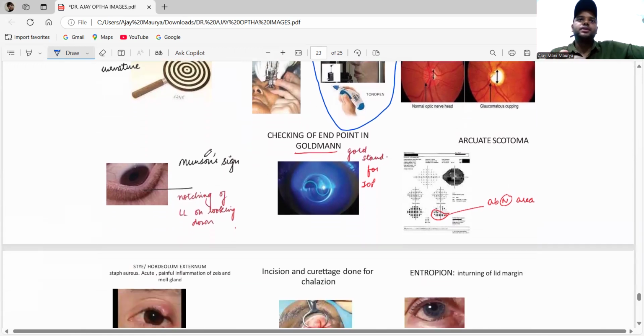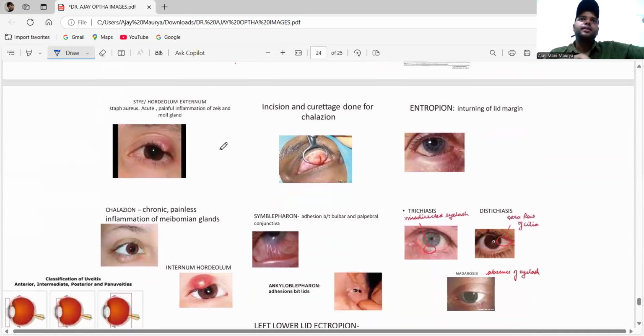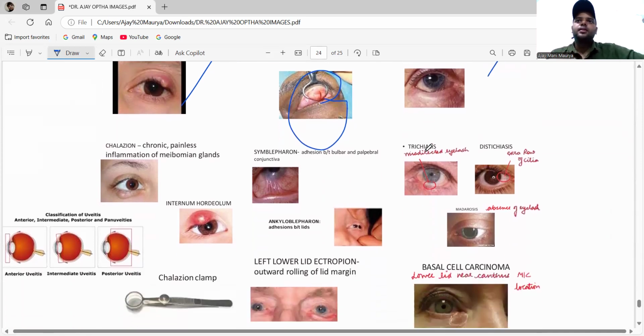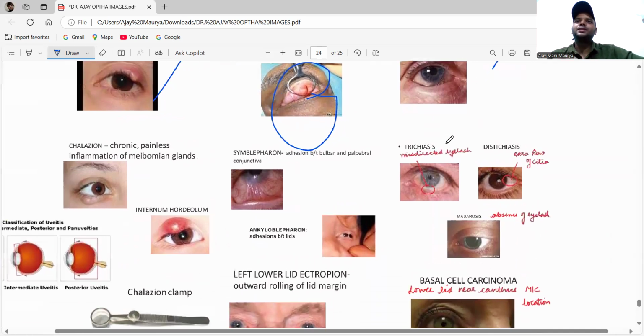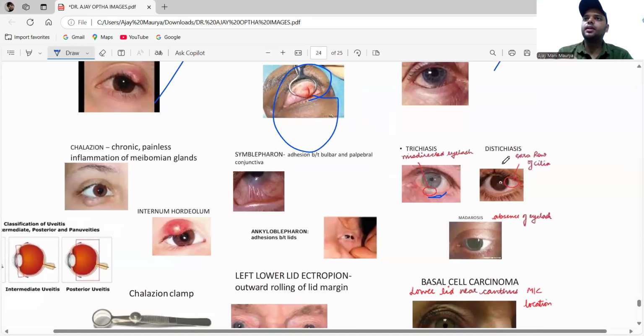The next one, guys, is the Munson sign. Next one, I think I discussed about this one. This is chalazion. Entropion. Okay, chalazion done. This is trichiasis. This is distichiasis. You see clearly here.